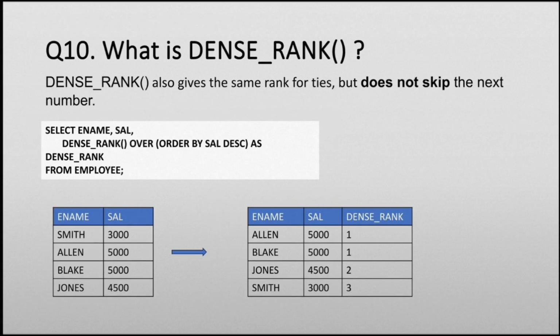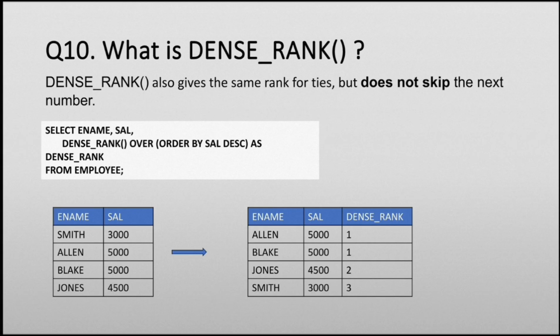This is the last question for today. What is dense rank? Dense rank also gives the same rank for ties but does not skip the next number. Now, if you look at the example of an employee table with two columns, ename and salary, the query written is: select ename, sal, dense rank over (order by sal DESC) as dense rank from employee.